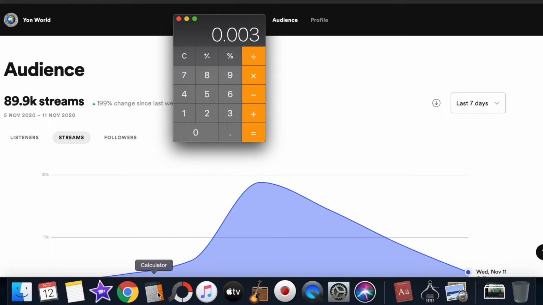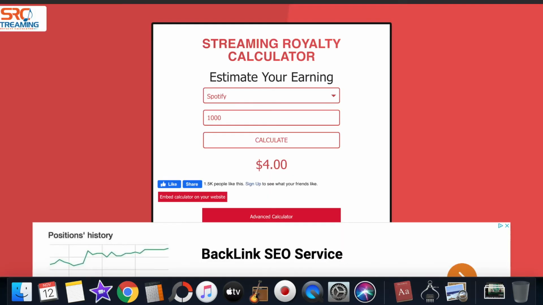So when we go over how much money I made this past week at this royalty rate, we can just multiply 0.003 times 90,000, just to round it up, which equals $270. $270 I made this week on Spotify at that royalty rate of 0.003, the minimum basic royalty rate.